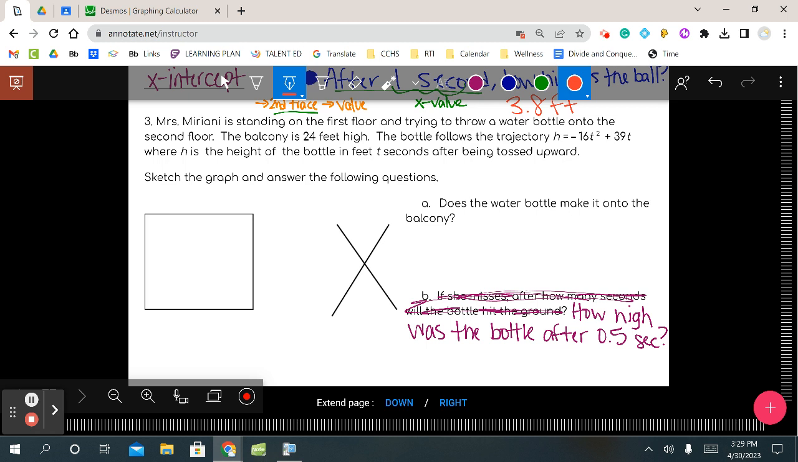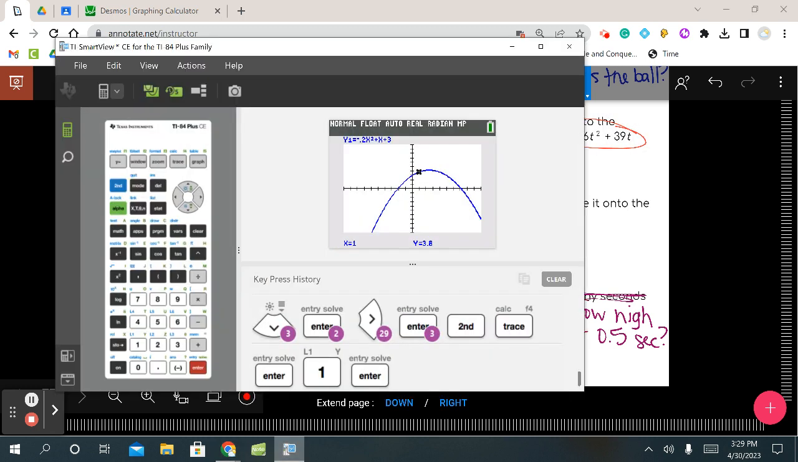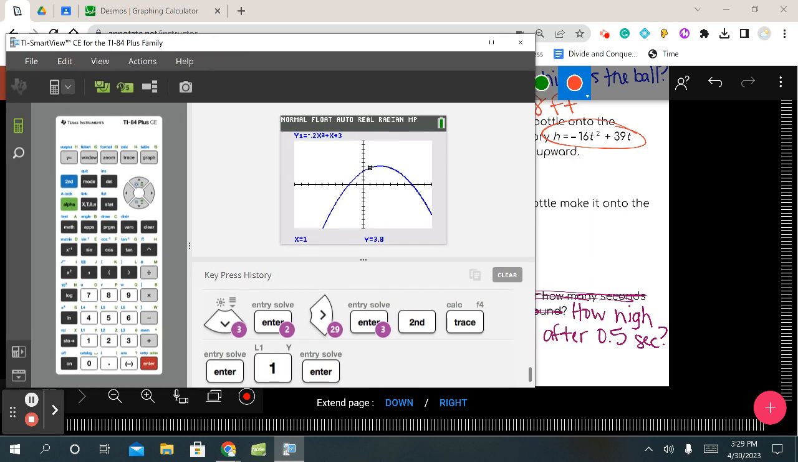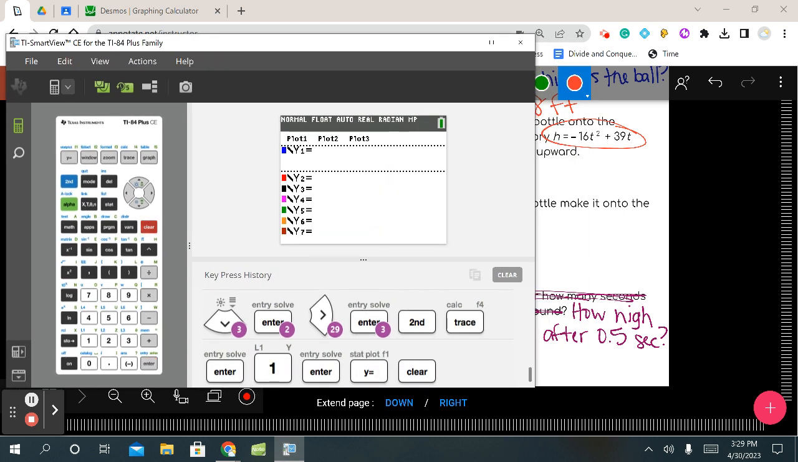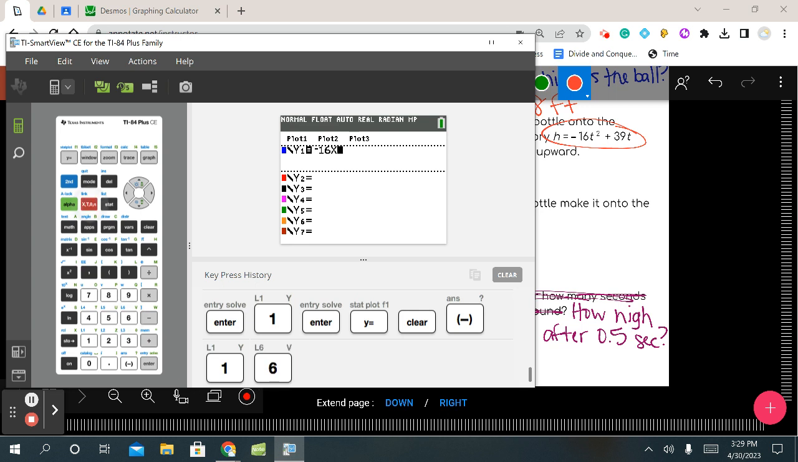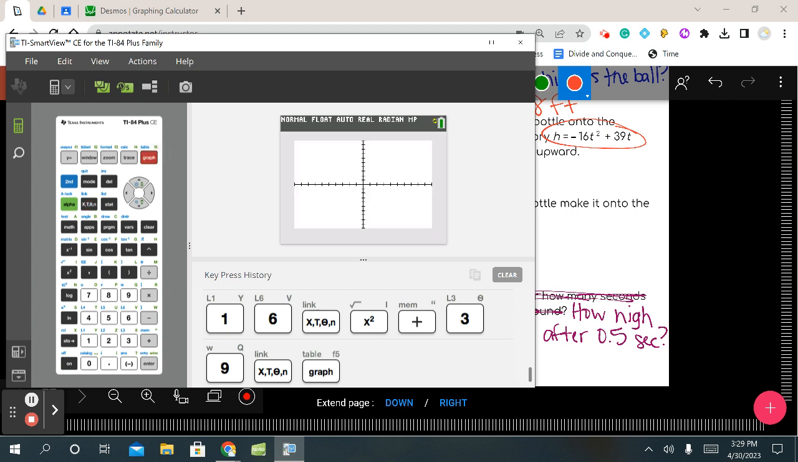Okay, so we need to put this function into our graphing calculator and get it graphed. That's the first step we need to do. So I'm going to pull up my calculator. Y equals, clear what's in there, negative 16 x squared. You can use x instead of t, and plus 39x. Get that in. I want to look at my graph.